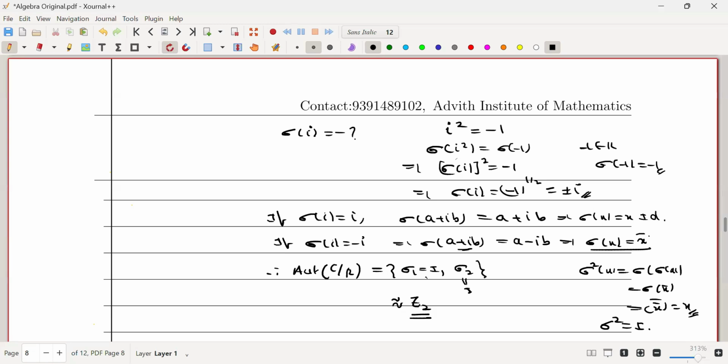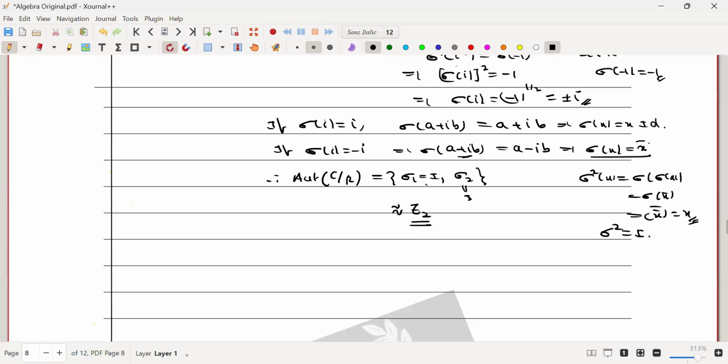Which is isomorphic to Z? So therefore the automorphisms of C over R is isomorphic to Z2, and therefore the order of automorphisms of C over R, that means the Galois group, is equal to the order of Z2, which is equal to 2. Right, sir? And next we need to find the degree of C over R.